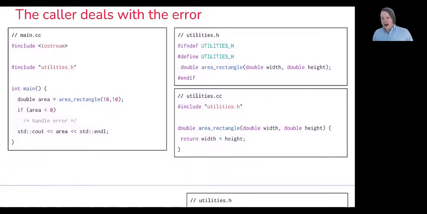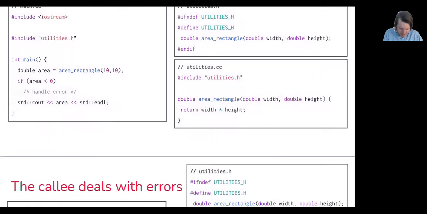So one way to go about this is to have the caller deal with the error. We could say, hey, I'm in the implementation, I'm not going to provide any sort of error checking to ensure that, say, my width and my height values are both positive and therefore valid. So instead, if a negative value is passed into this function and we compute a negative area, I'm going to say that the caller, the person who called my function, will have to deal with that.